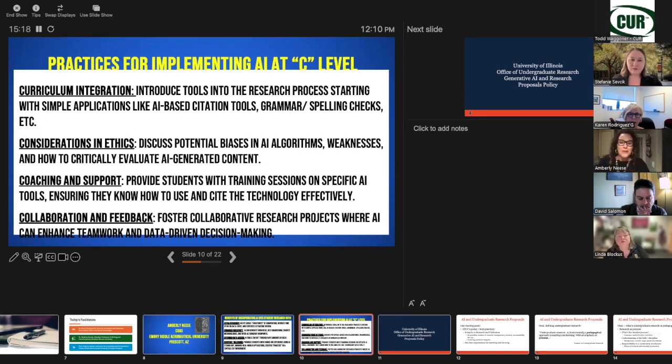And then finally, collaboration and feedback. Again, allowing the AI to be one of the tools in their toolbox, one of the arrows in their quiver, where that can really enhance teamwork and help those data-driven decisions be made.